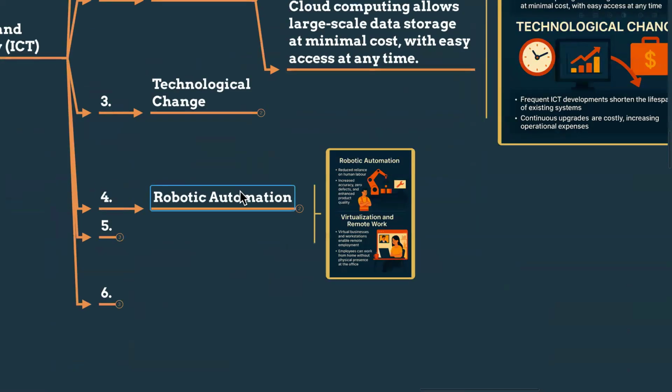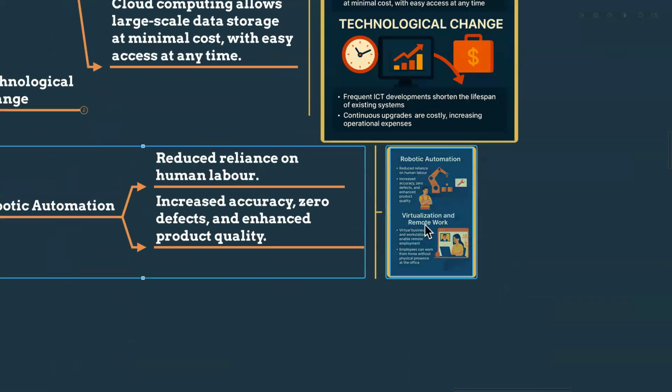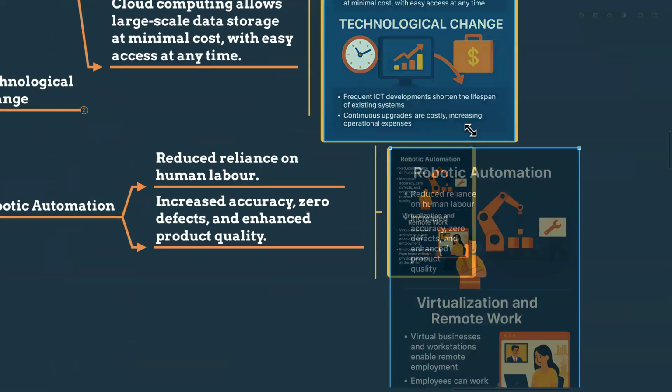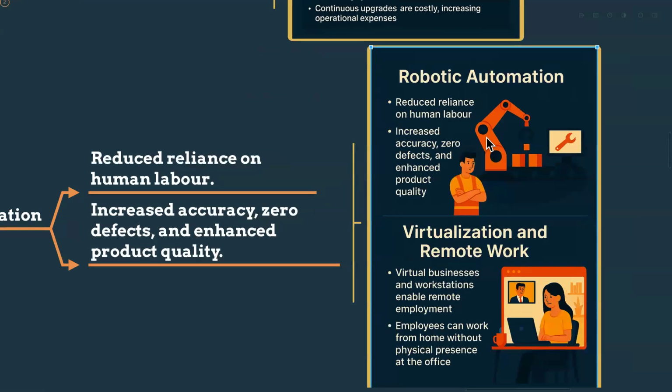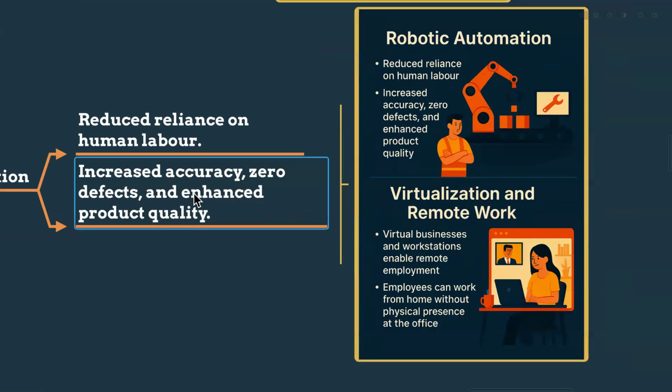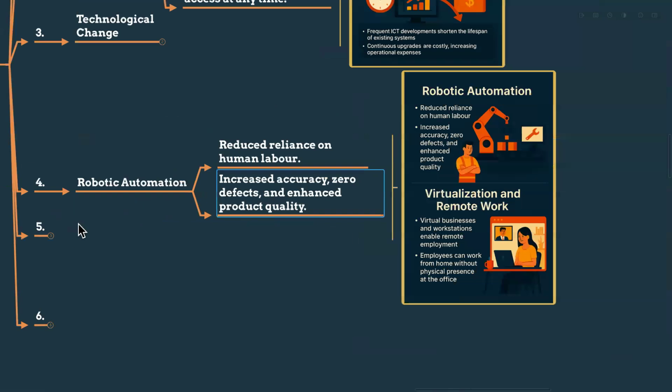And the fourth one is, as I mentioned, robotic automation. It reduces reliance on human labor. We don't need to rely on human people. It increases accuracy, with zero defects, and enhances product quality.